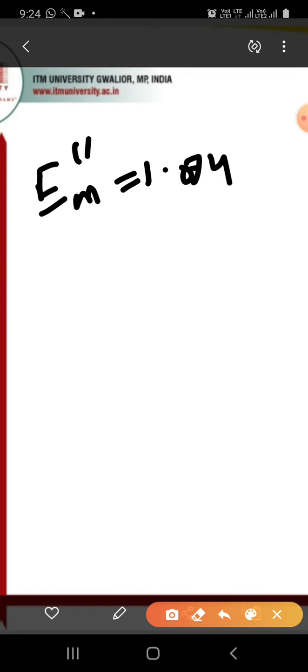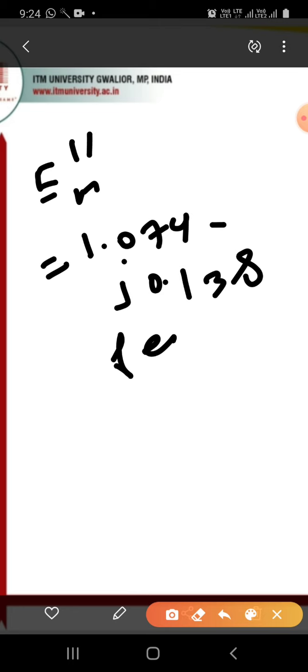So for the motor, Em double dash will become 1.074 minus j 0.138, and this is obviously per unit.